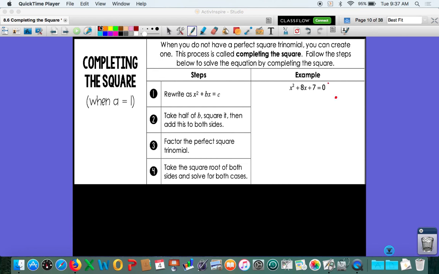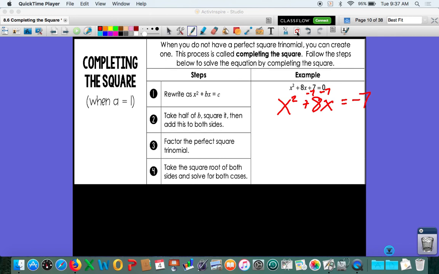Is 7 a perfect square? Well, no. So follow the steps. Rewrite as x squared plus bx equals c. So subtract 7 on both sides. That will leave me with x squared plus 8x equals negative 7.